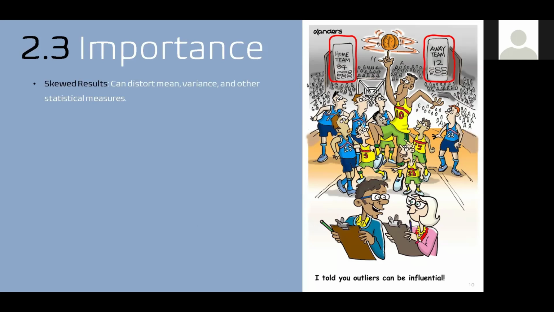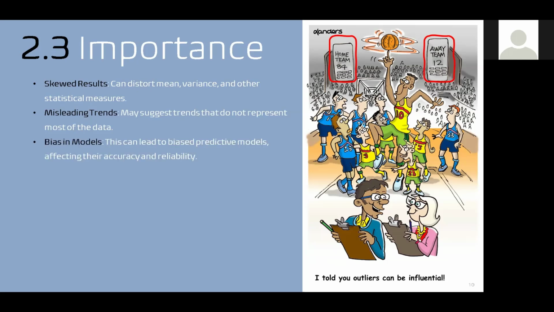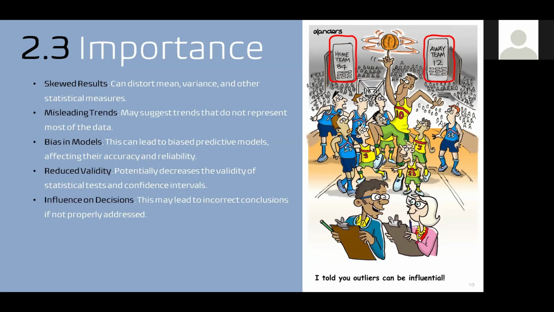All right, so what could it mean when we don't take care of the outliers? It can distort our mean, variances, and statistical measures, just like I mentioned. Because of the one person, our mean went off. It could also bring misleading trends and biased predictive models. It reduces the validity of statistical tests and confidence intervals. And the distorted means could lead to incorrect conclusions.